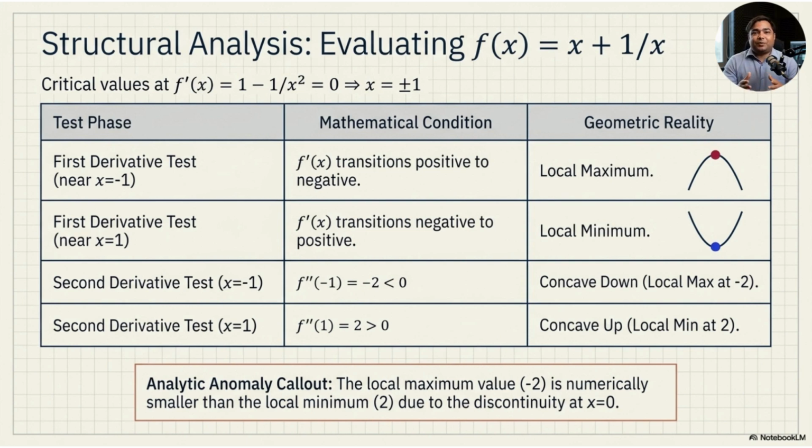There is an important warning on this slide. The local maximum value, negative 2, is numerically smaller than the local minimum value, positive 2. This may seem strange, but it happens because the function is not continuous at x equals 0. So we must remember, local maximum and local minimum are not always about the largest and smallest values in the usual global sense. They describe behavior near a point.